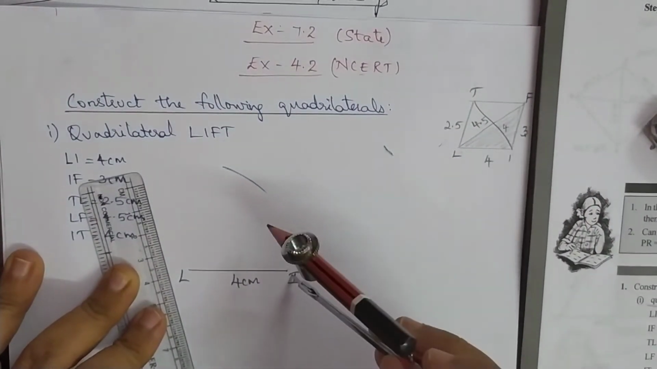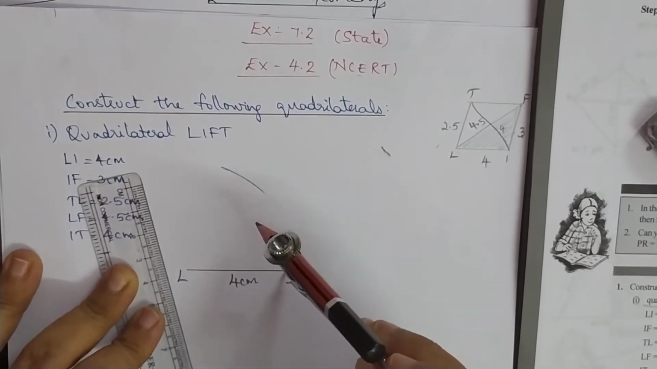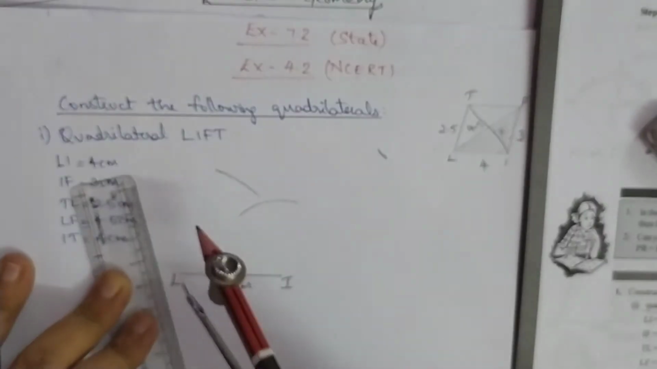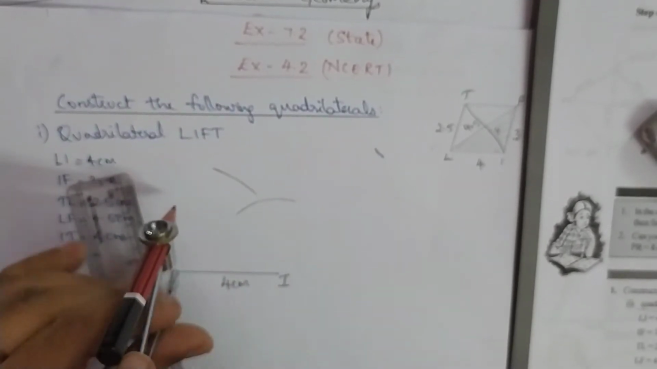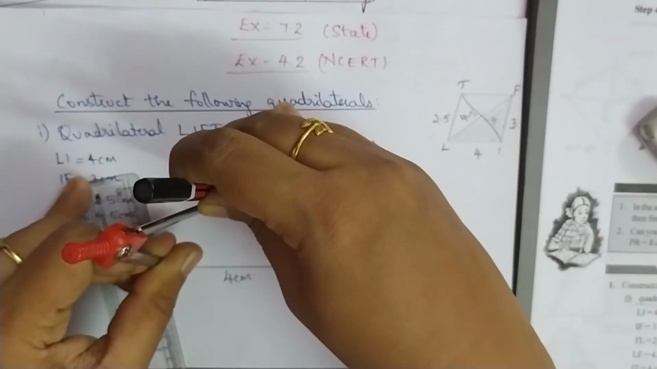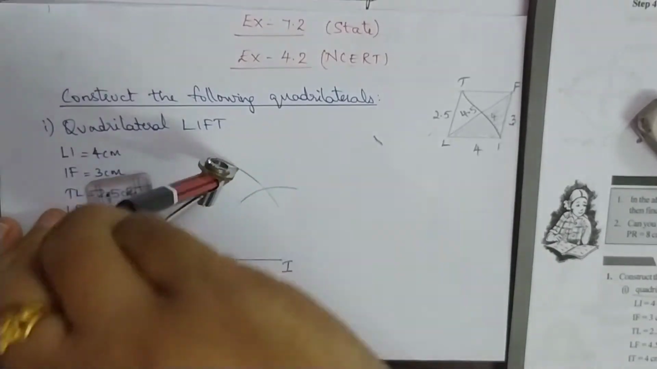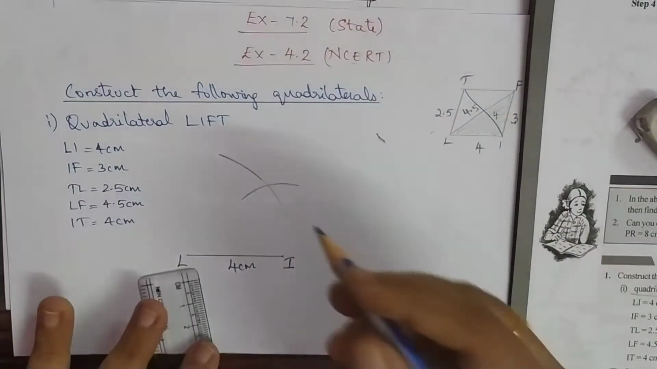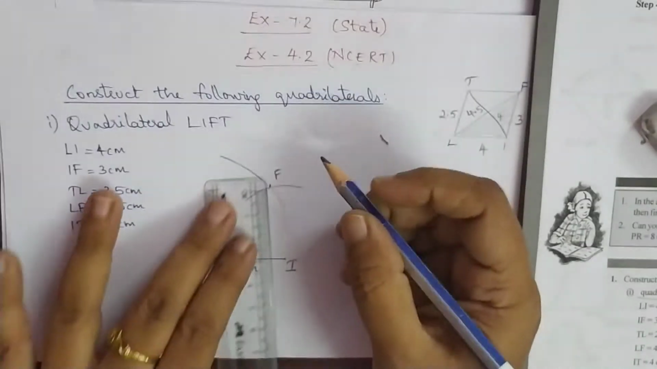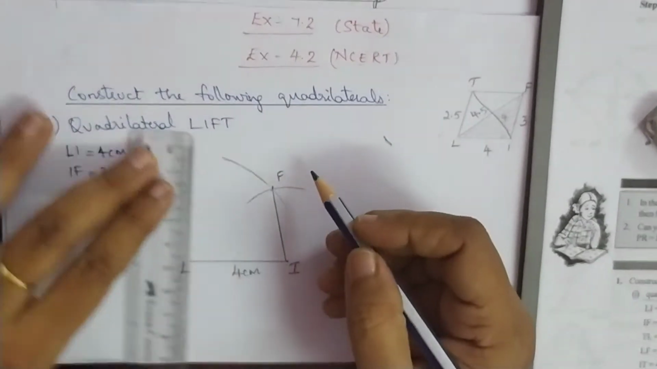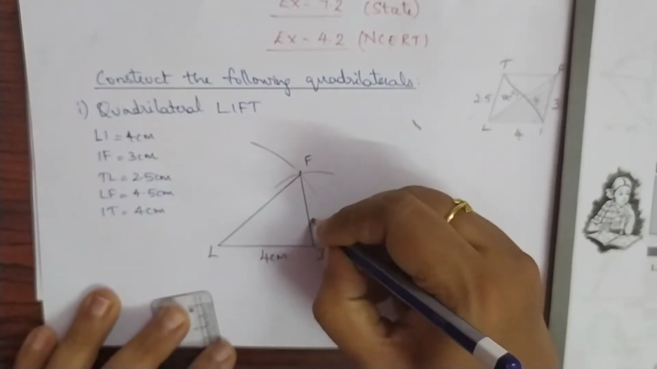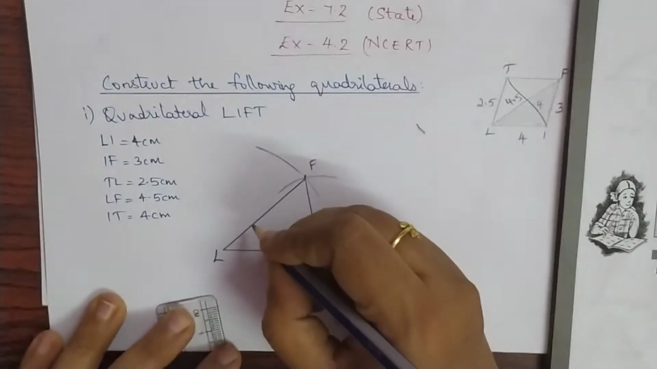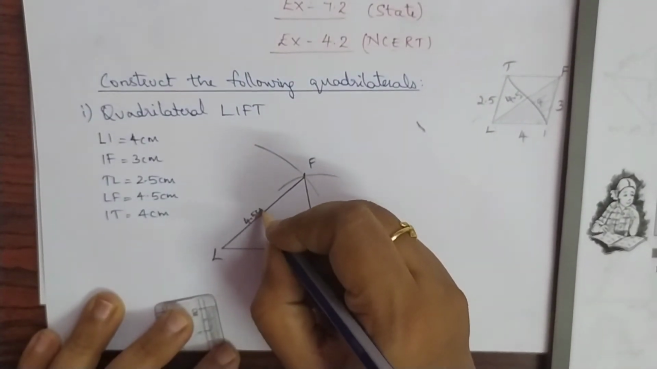Don't do this, children. Don't draw overlapping lines. Two separate arcs is not a good construction. Draw one single arc. The arcs are not meeting, so let me do this again. Draw the 4.5 measurement arc. The point where they meet is called F. Join the lines. This is 3 centimeters and this is 4.5 centimeters.